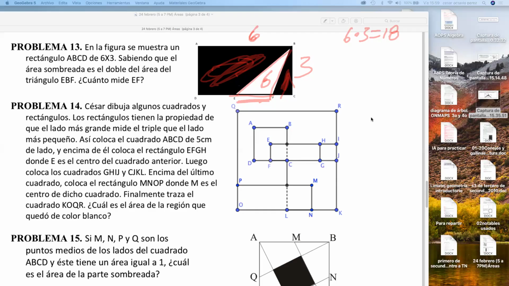Okay. No, I think that it's 2, no? No, 4. Yeah, this is 4.